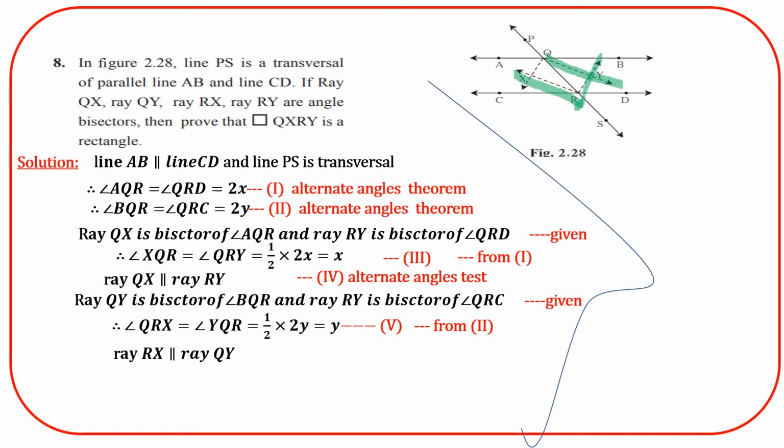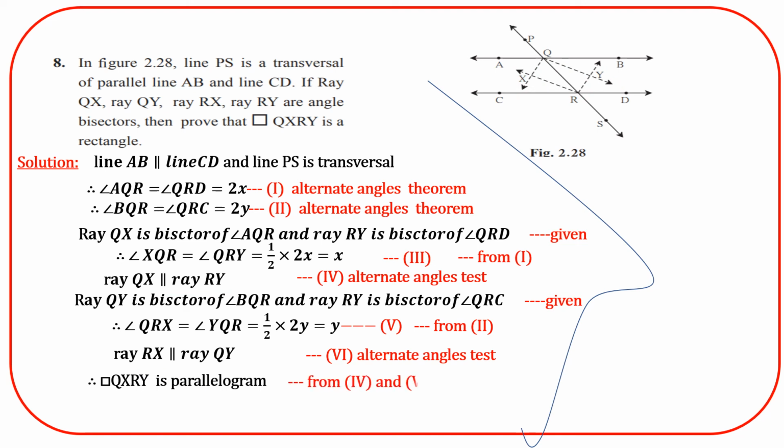Therefore, this quadrilateral becomes a parallelogram. Write down the reason. This is statement number 6, alternate angle test. In the fourth statement, these two opposite sides are parallel. In the sixth, these two are parallel. QX parallel to RY, RX parallel to QY. Therefore, quadrilateral QXRY is a parallelogram from statements 4 and 6.